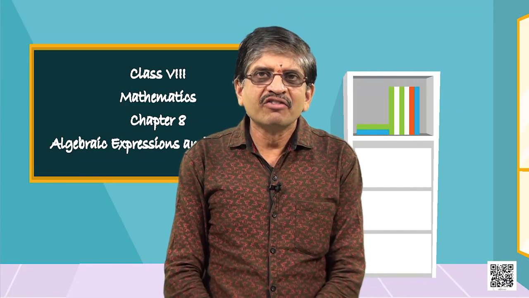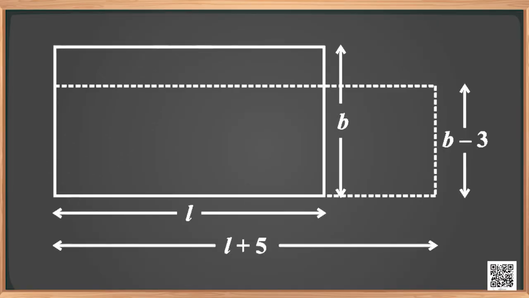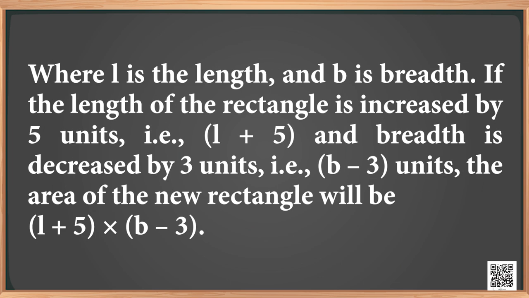Let us consider the following example. We can think of the area of a rectangle. The area of a rectangle is L into B, where L is the length and B is the breadth. If the length of the rectangle is increased by 5 units, that is L plus 5, and the breadth is decreased by 3 units, that is B minus 3, the area of the new rectangle will be L plus 5 times B minus 3.